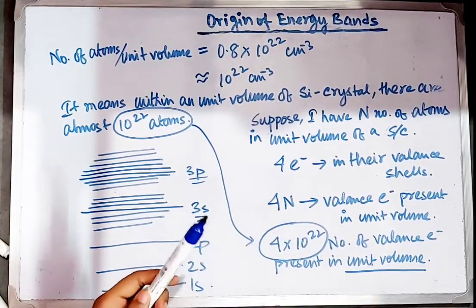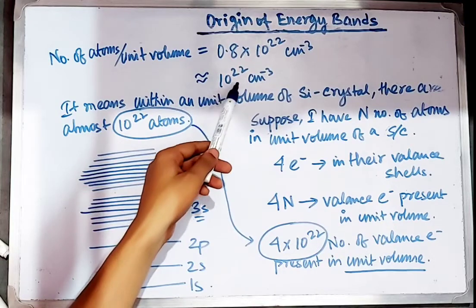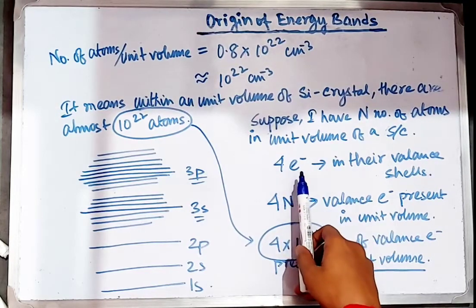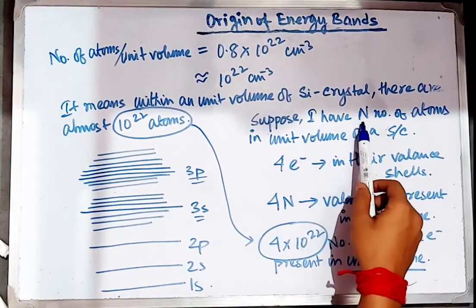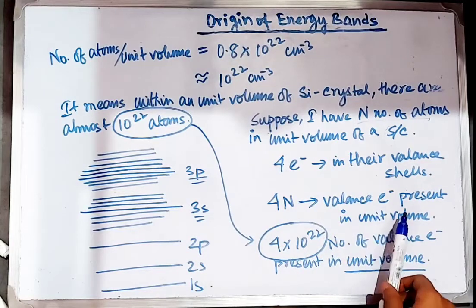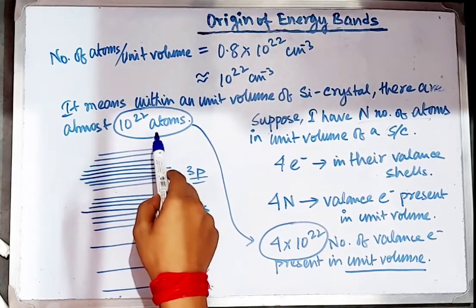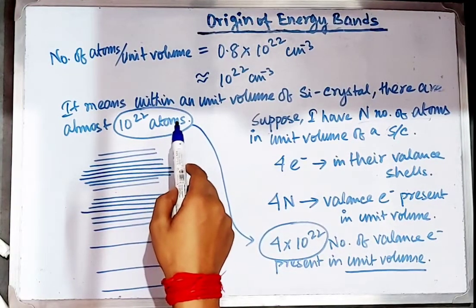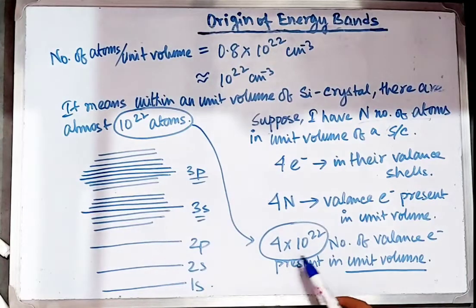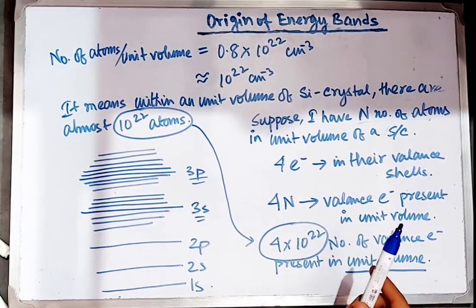So I'm repeating it once again. We have calculated the number of atoms per unit volume, that is almost 10 to the power 22, but each atom of a semiconductor has 4 valence electrons in its outermost shell. So if we have n number of atoms in unit volume of semiconductor, then there must be 4n valence electrons present in the unit volume. So if we have calculated that 10 to the power 22 atoms should be present within a unit volume of silicon crystal, then there must be 4 into 10 to the power 22 valence electrons present within the unit volume of silicon crystal.